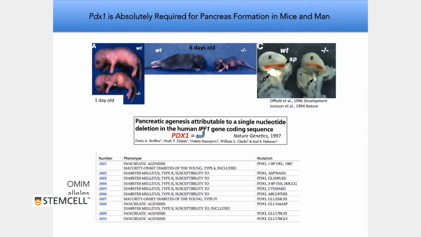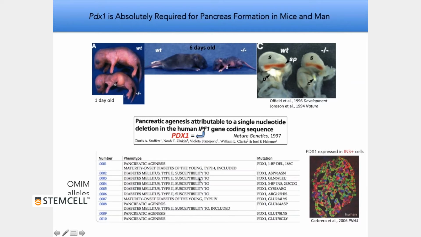In addition, if you go to OMIM and look for other alleles of PDX1 that have been identified, you'll find that it is indeed a rare mutation in humans. In this list that you see on the screen, there are a few mutations that have been identified that are associated with adult onset diabetes. And this is because PDX1 is also expressed in the insulin-secreting beta cells in the human pancreas.